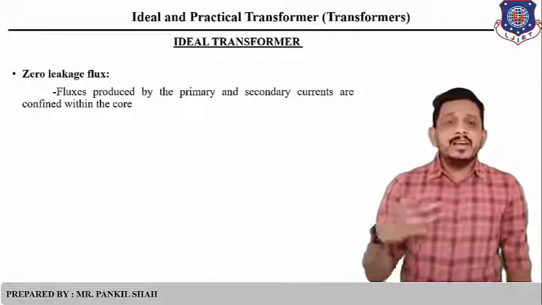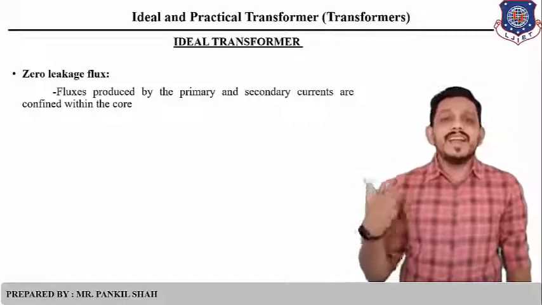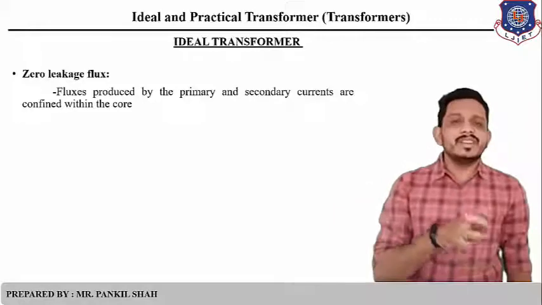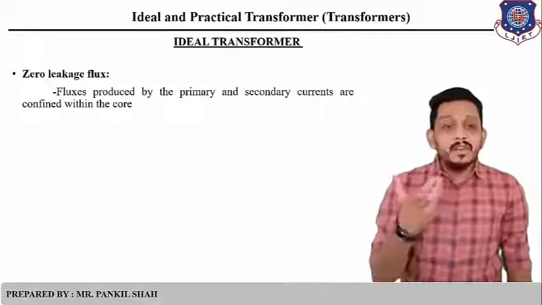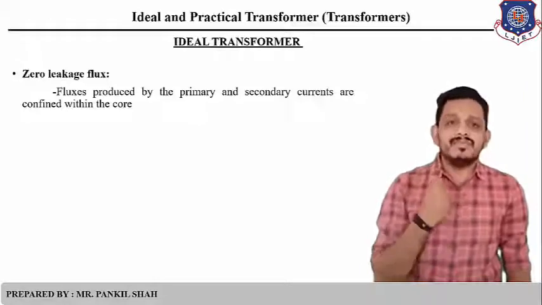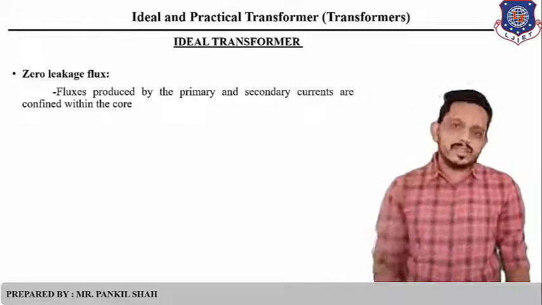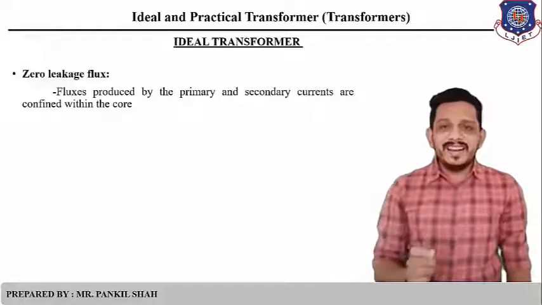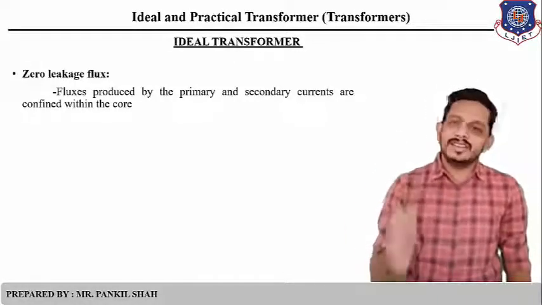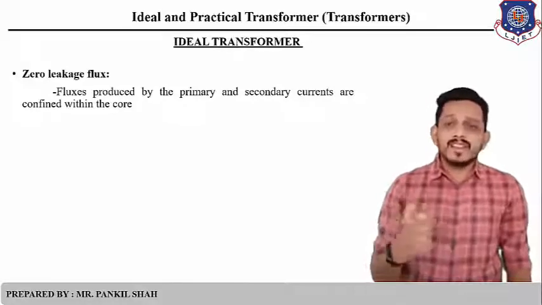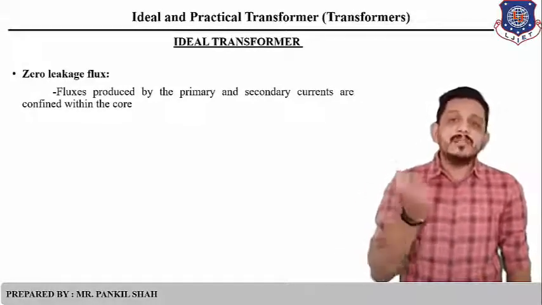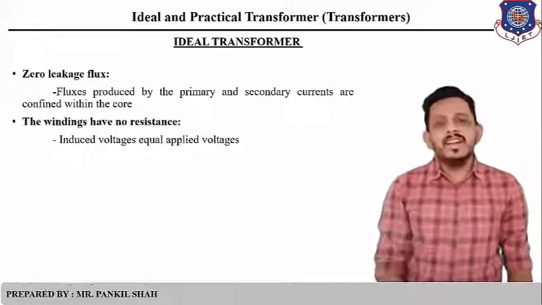So basically production of flux starts at the primary side only, and that flux will link with the secondary side. In this process some amount of flux is always wasted, which is known as the leakage flux. But in an ideal transformer, we assume that no leakage flux is there. That means the flux produced by the primary winding is 100% linking with the secondary winding.